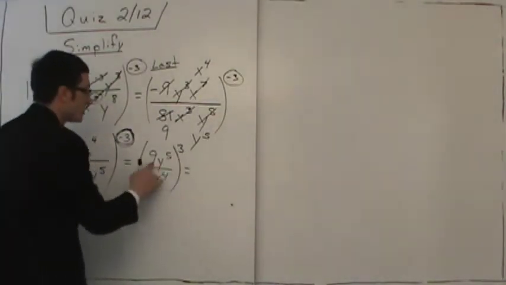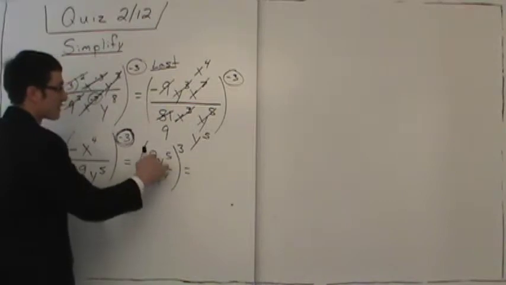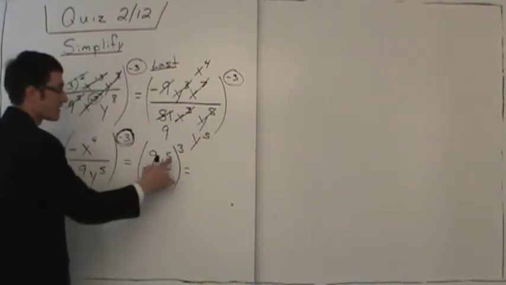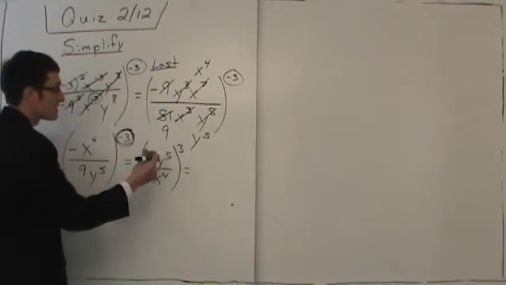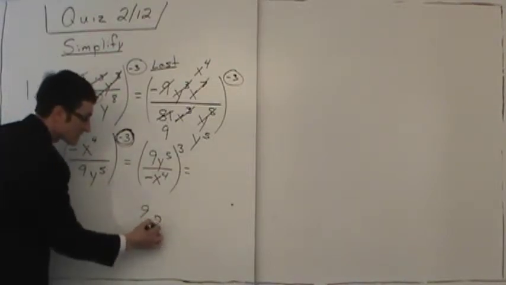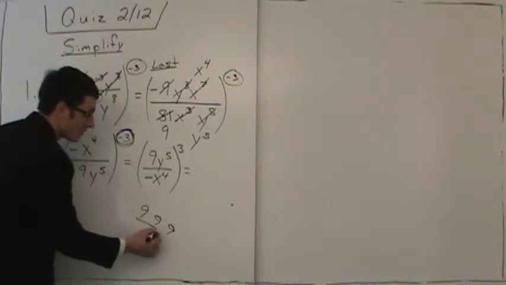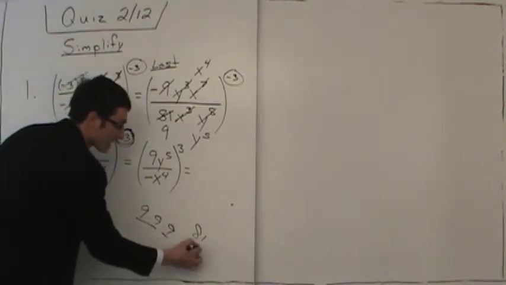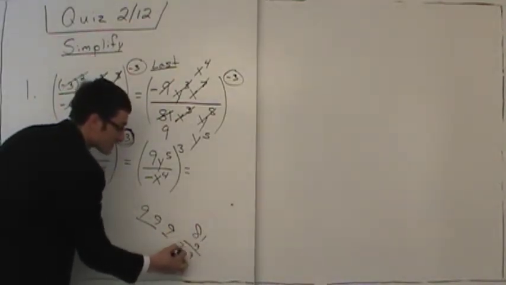Now, we are going to cube everything inside parentheses. Remember, there is no addition, so the exponent affects everything. We're cubing 9. 9 times 9 is 81 times 9. This is not 9 times 3. This means 9 times 9 times 9. This is 81 times another 9. This is not a hard calculation. 81 times 9 is 729.